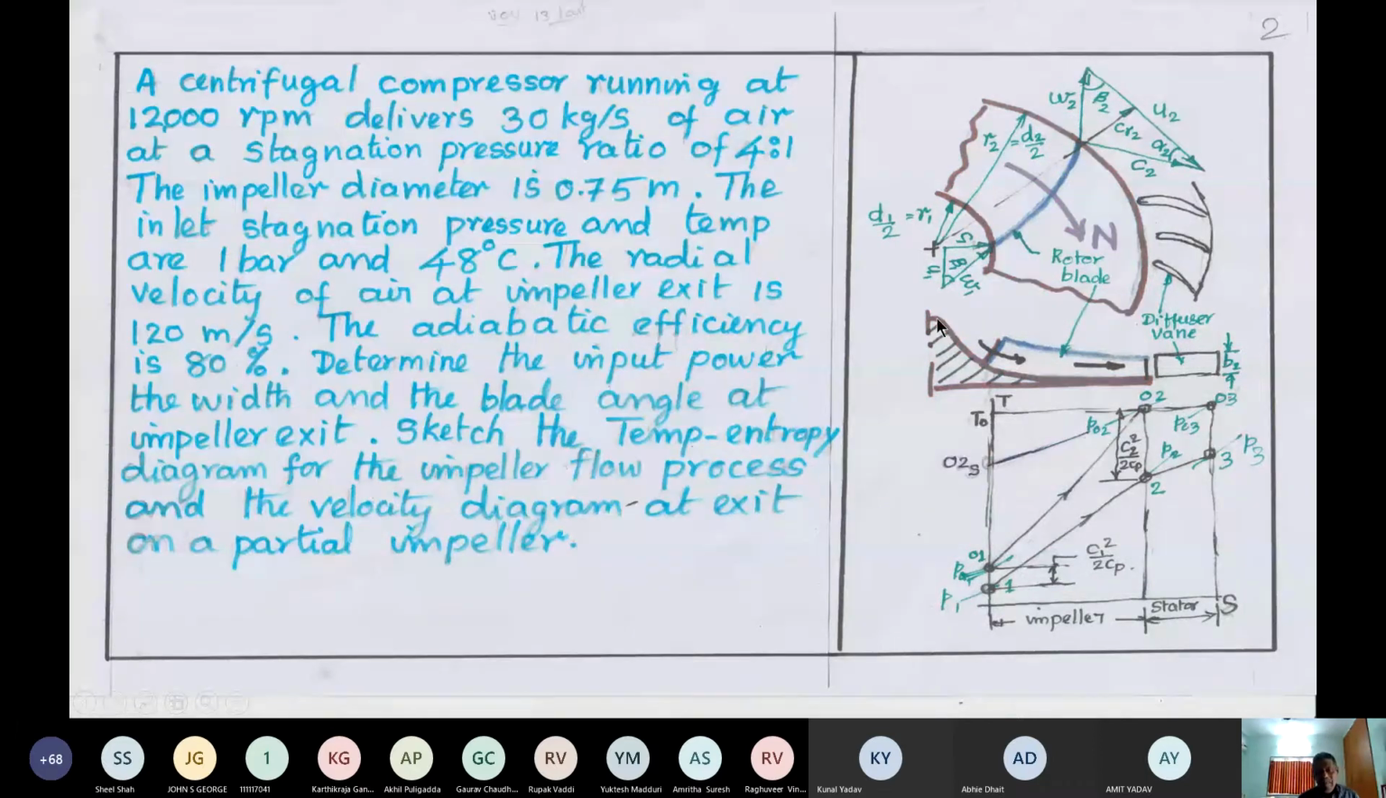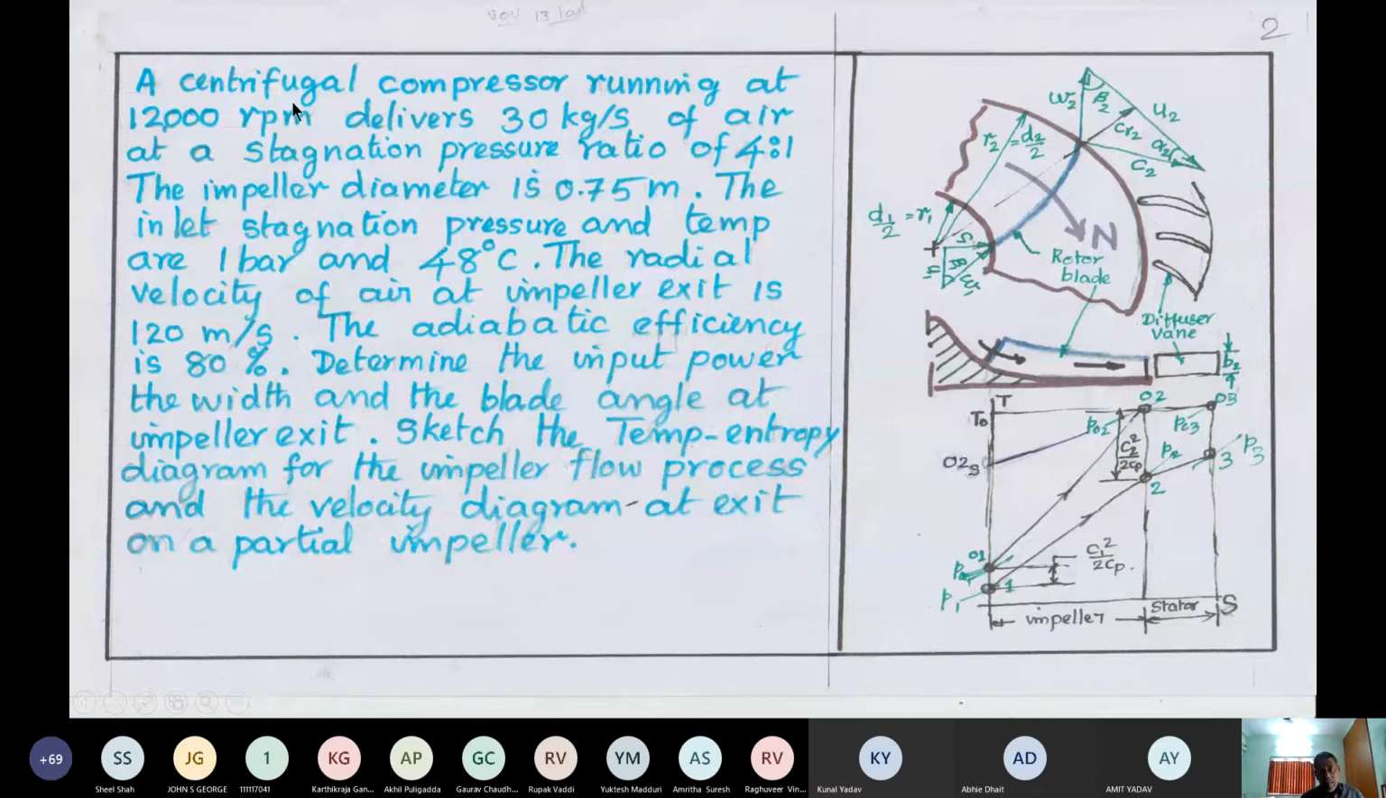Now, instead of going more into theory, we'll work out a simple problem. A centrifugal compressor running at 12,000 RPM. As I told you, very high speeds could be there. 12,000 RPM. Incidentally, the speed of rotation for turbochargers in a car could be 1 lakh RPM. Very small diameter rotors.